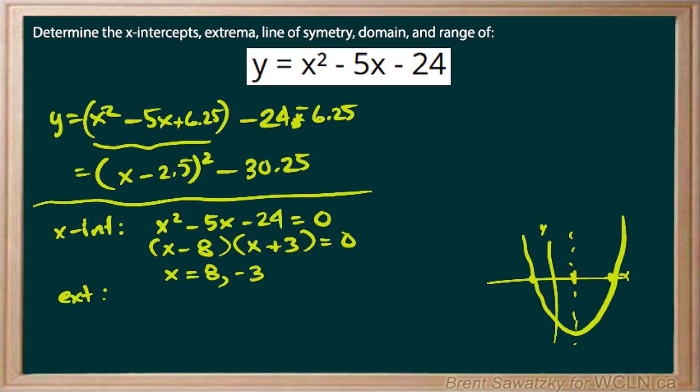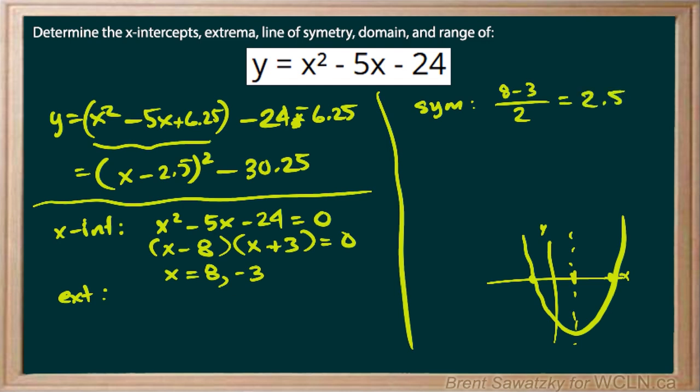So let's do the symmetry, since we're going to have to solve that anyways. So the symmetry is going to be, let's see, positive 8 minus 3 over 2. So we add those two, divided by 2. 8 minus 3 is 5, divided by 2 is 2.5. So we know that x is equal to 2.5 at that line of symmetry. Now, if we decide to look back, that kind of confirms with what we had there.